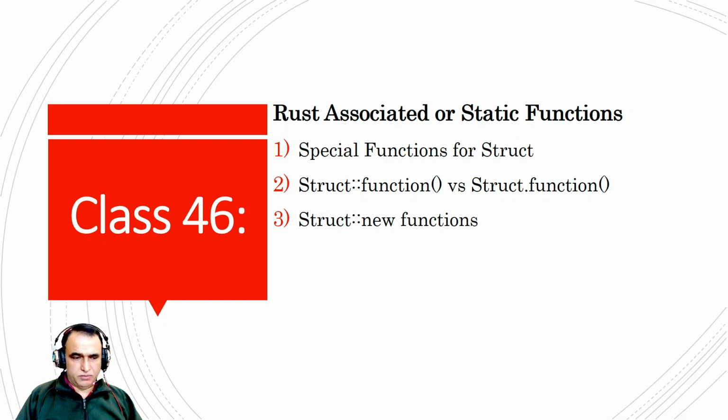In this video number 46, we are going to understand how to create an associated or static function in the Rust programming language, how to call a normal function or static function, and how we can create a new static type of function to create a new instance of structures in Rust.